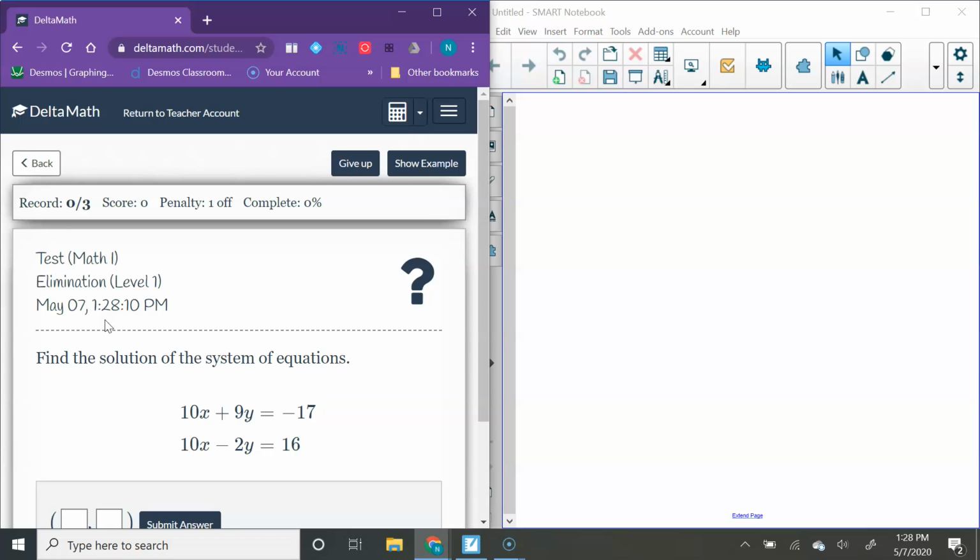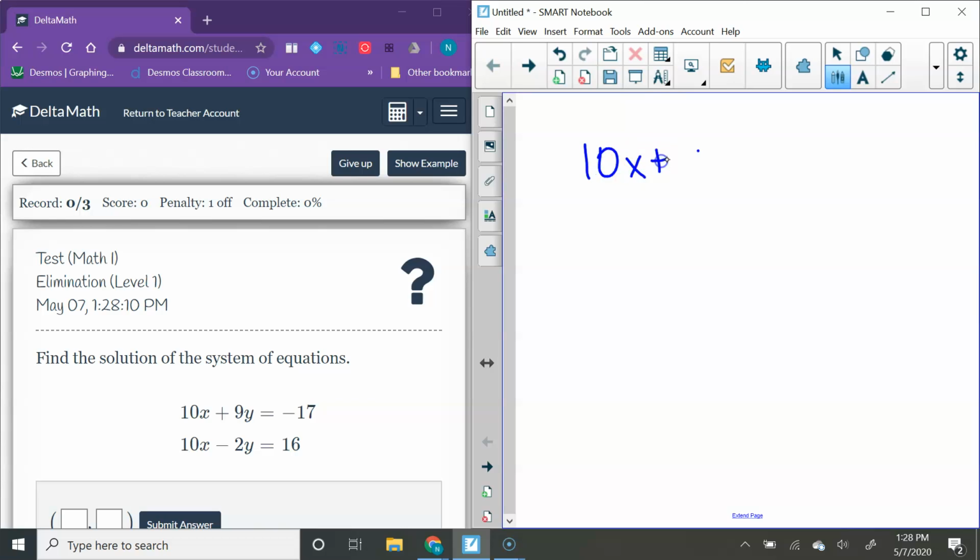So for solving systems of equations using elimination, what we do is try to add the equations together so that one of the variables will cancel out. So let's look at this first example that we've got here. We've got 10x plus 9y equals negative 17, and we've got 10x minus 2y equals positive 16.